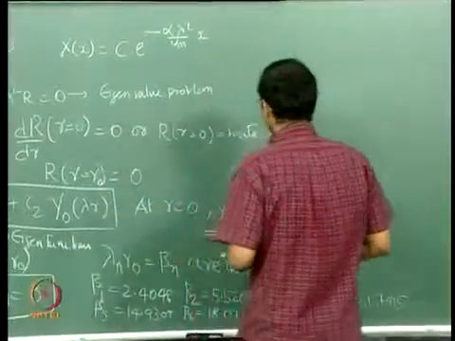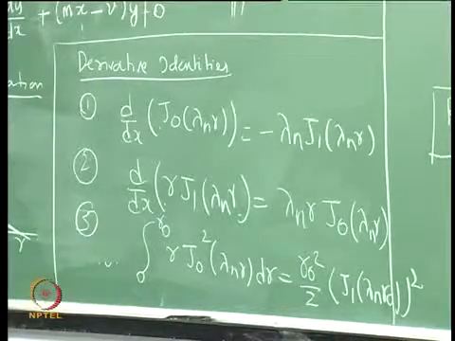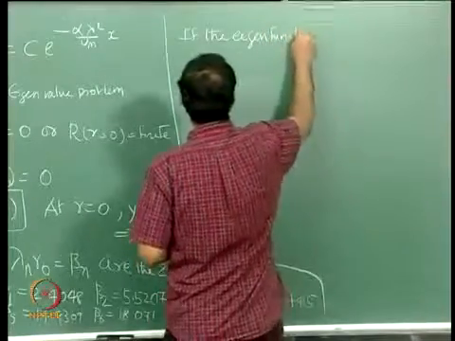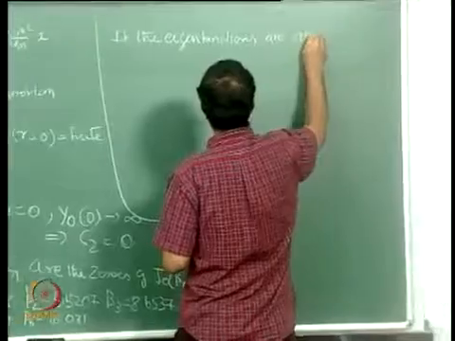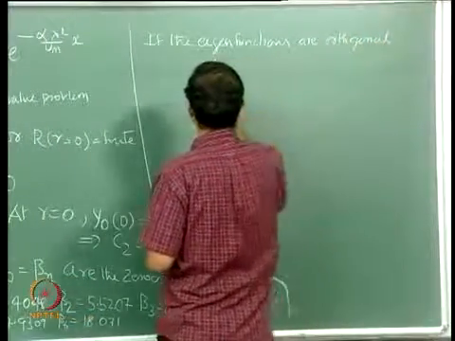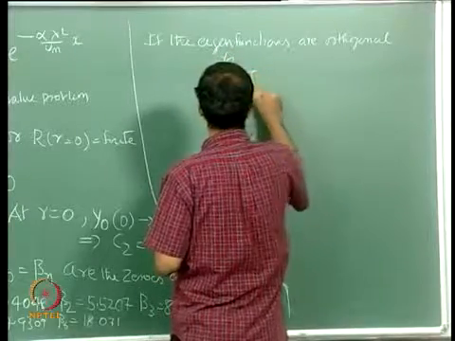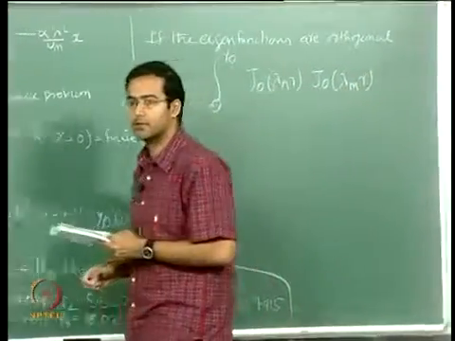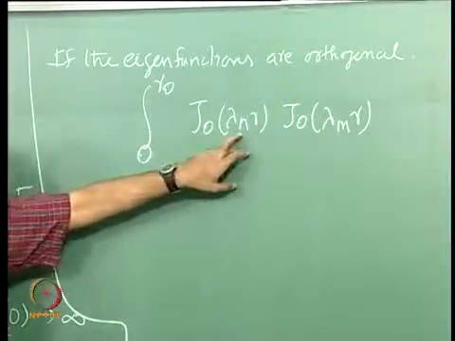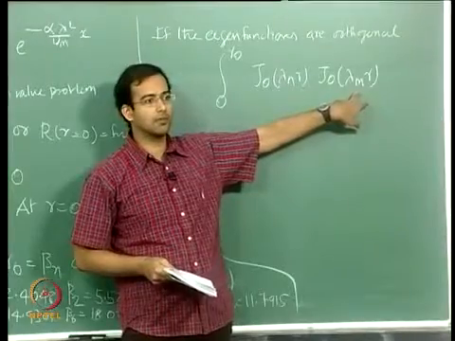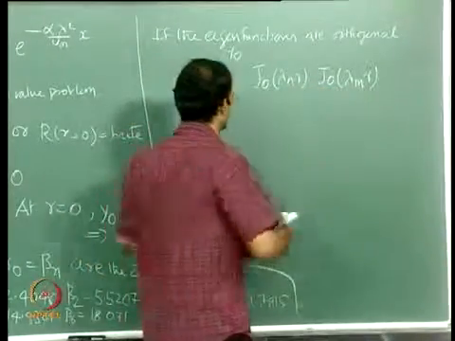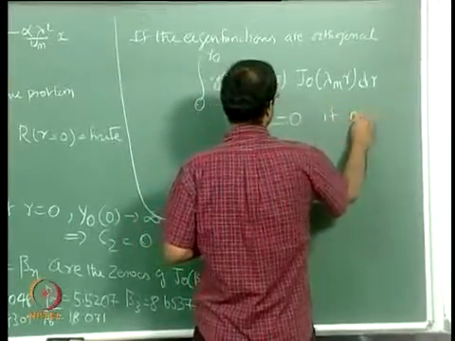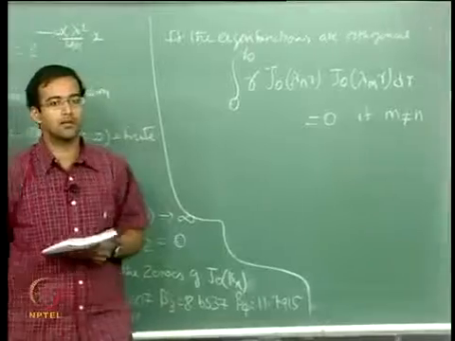Now the principle of orthogonality states that the eigenfunctions are orthogonal. If you multiply an eigenfunction J naught lambda n r with the eigenfunction J naught lambda m r, with n being different from m, so these are different integers, so your n may go from 1 to 3 for a fixed value of m. Now if you multiply these two eigenfunctions and also multiply r, and integrate, this will be equal to 0 if m is not equal to n. This is the principle of orthogonality.